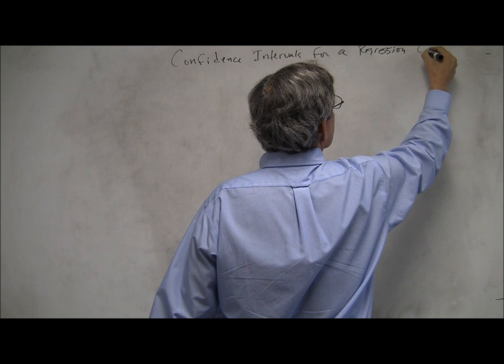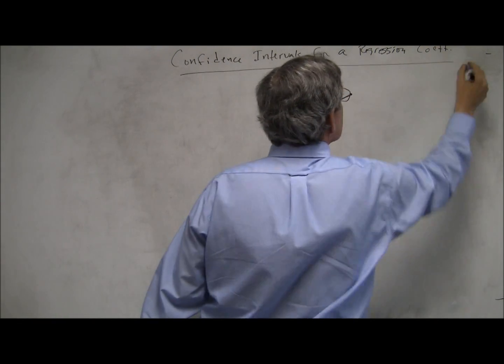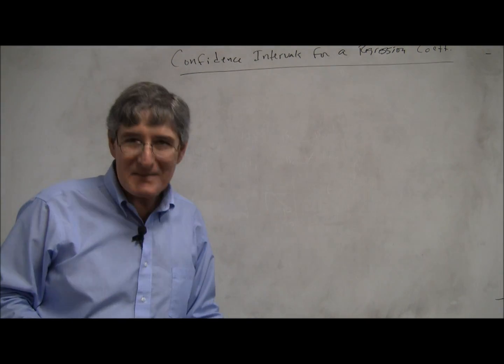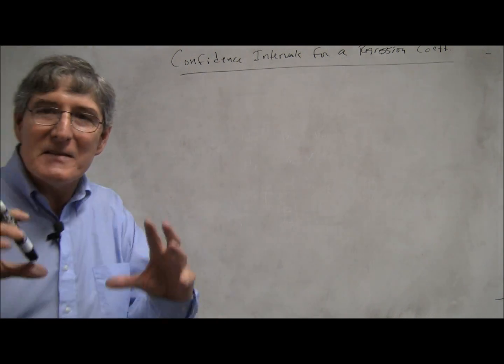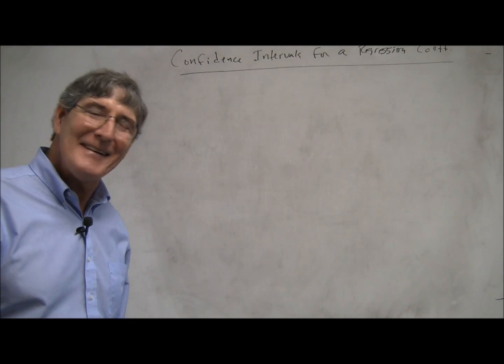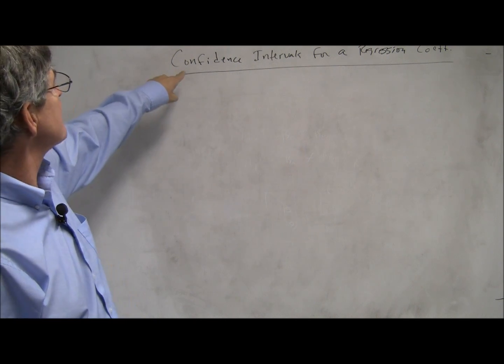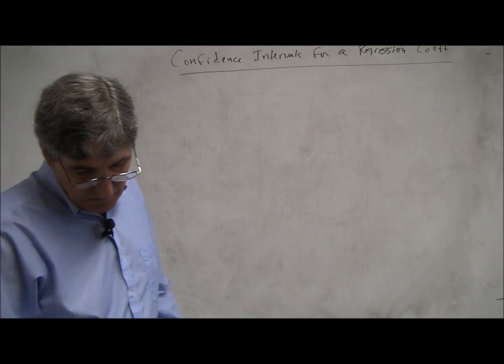Confidence intervals for a regression coefficient. The coefficients are beta naught and beta 1. I don't know if you can read that or not. I put lines on the board to try to figure out where the camera ends, and I don't know. It's a little bigger than what I see there on the monitor, but what it says is confidence intervals for a regression coefficient.